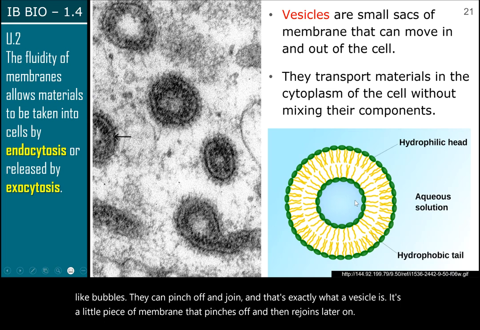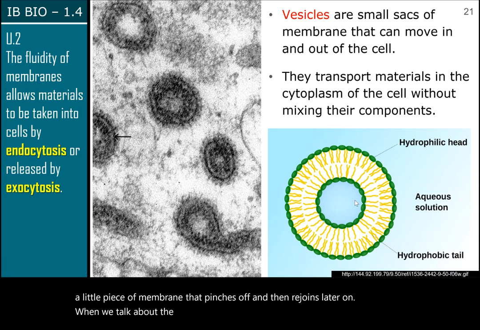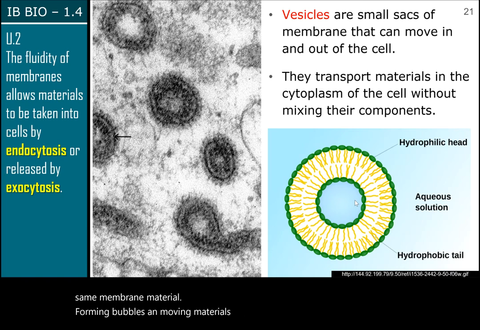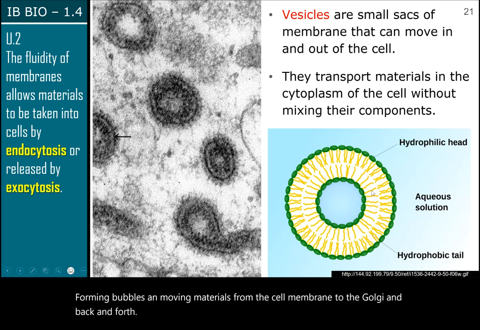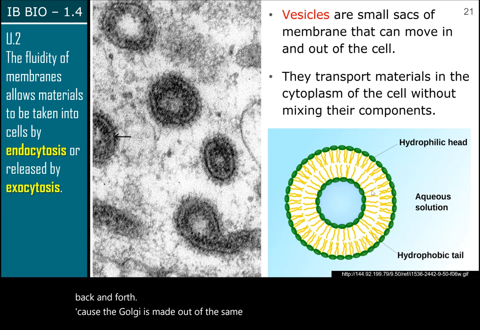When we talk about the endomembrane system, we're really talking about that same membrane material forming bubbles and moving materials from the cell membrane to the Golgi and back and forth. Because the Golgi is made out of the same thing. It's still made out of that same membrane material.